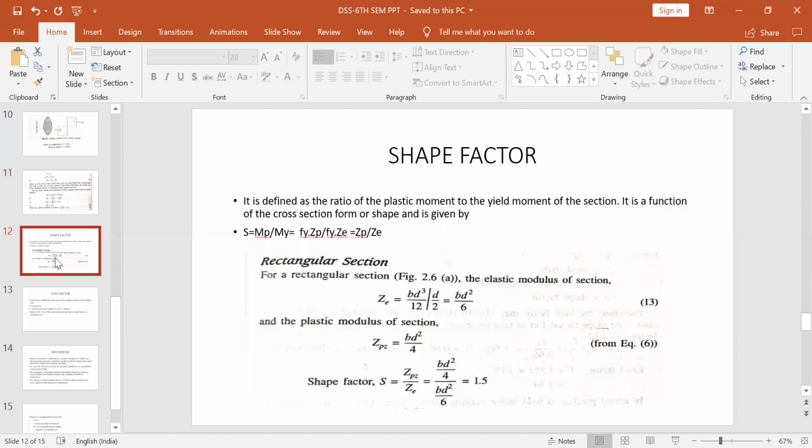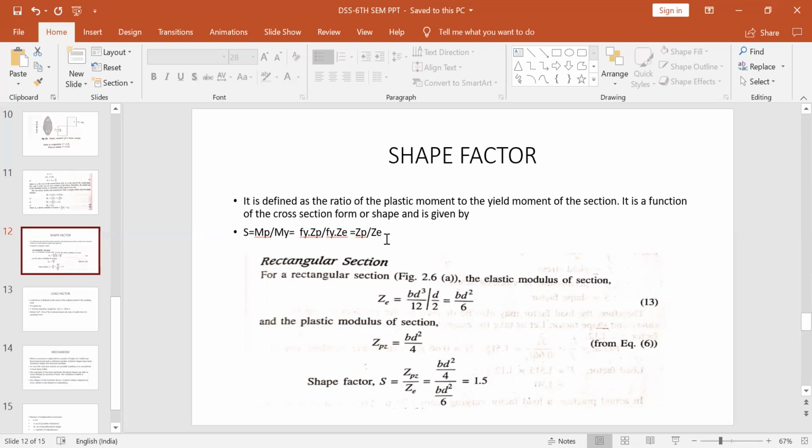What is shape factor? It is defined as the ratio of the plastic moment to the yield moment of the section. It is a function of the cross section form or shape and is given by this formula: S is equal to Mp by My. As per the definition, plastic moment by yielding moment. What is plastic moment? Fy into Zp is the plastic moment. What is yielding moment? Fy into Ze. So this Fy cancels out, and it is Zp by Ze. In the final reduced form, shape factor is nothing but the ratio of the plastic section modulus to the elastic section modulus of the section.